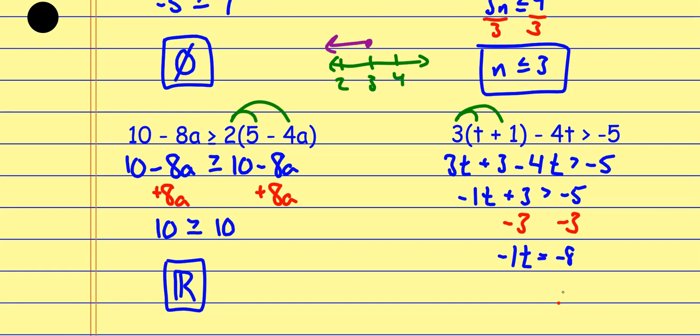And now to undo multiplying by a negative 1, I'm going to divide each side by a negative 1. Whoops, I changed my inequality symbol. And that's a common mistake that many students make. Don't fall into that trap and change it to an equal sign, okay? Don't follow crazy Mr. Jansen off a cliff here.